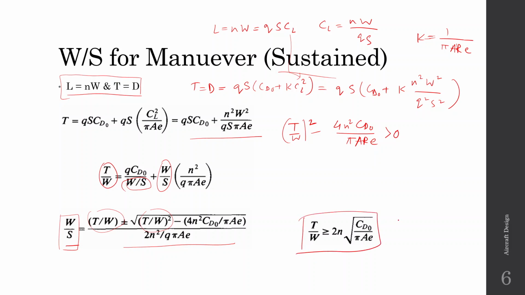So it means that suppose we want to fly at load factor of 2, we want to take sustained turns at load factor 2, then we require at least this much thrust to weight ratio. So we need at least this much amount of engine power.